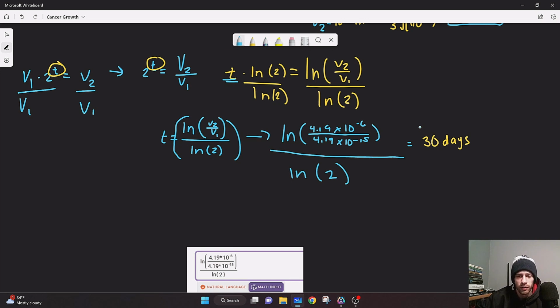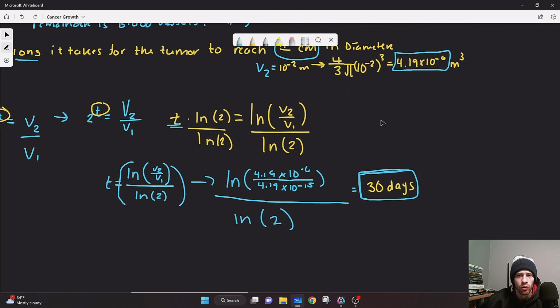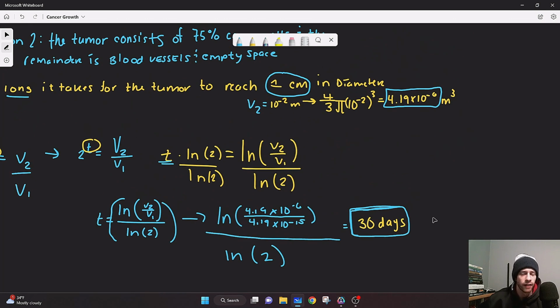So after roughly 30 days, according to this model, according to the volume of the cancer cells, we'll reach a tumor diameter of about 1 centimeter. And this could have various different implications depending on the type of cancer, where it's located, how the doctor or physician will attempt to treat it, if surgery is an option, whatever their approach or strategy. This could be valuable information to know how fast the cancer is spreading. And it depends on the type of cancer, and we made a lot of assumptions. So this is approximately 30 days.